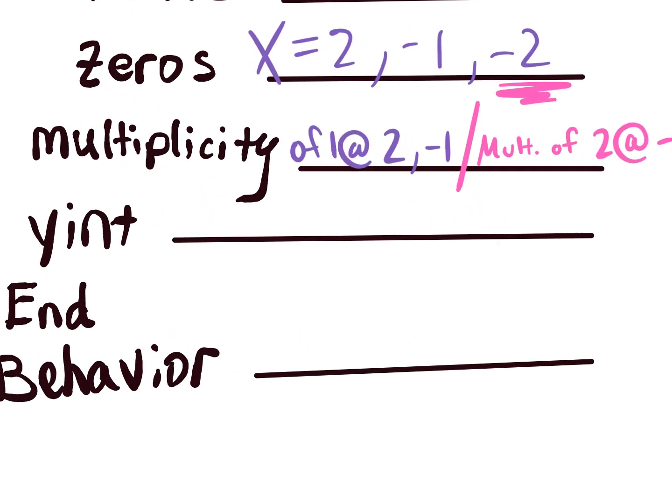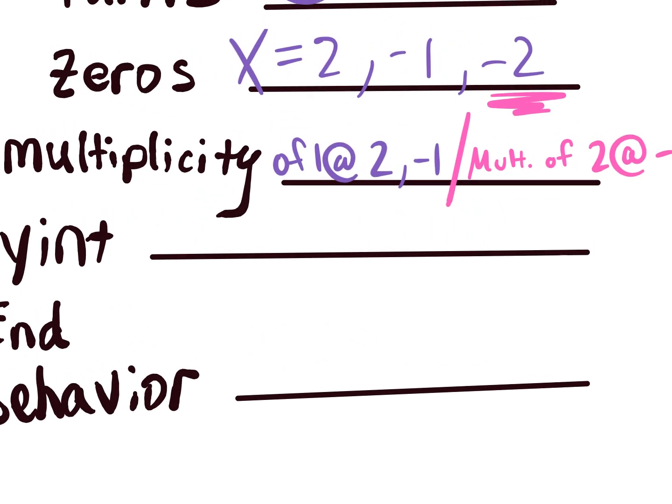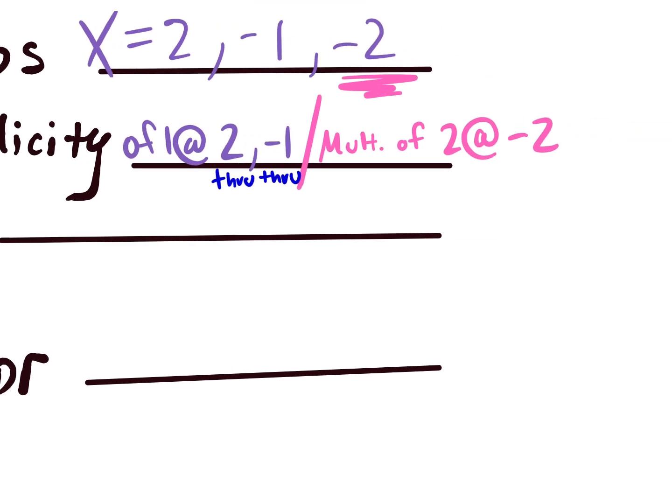So when my multiplicity is 1, 1 is an odd number, so I go through the graph at 2 and through the graph at negative 1. But when my multiplicity is 2, since 2 is an even number, and I have 2 negative 2's, at negative 2, I touch and turn.